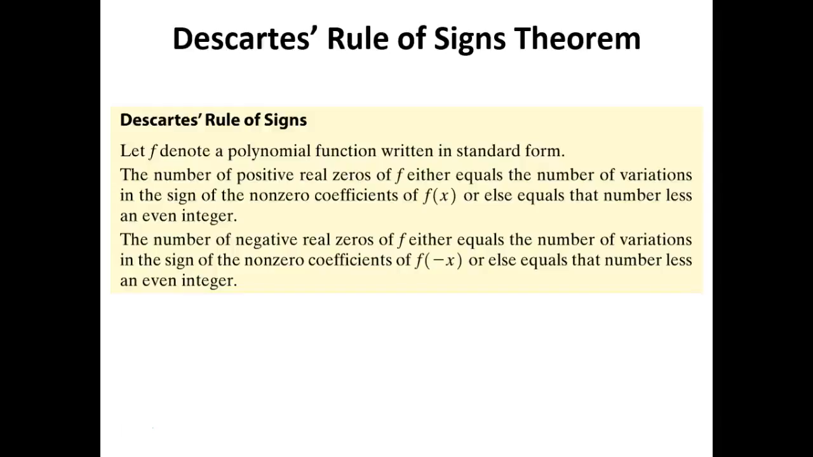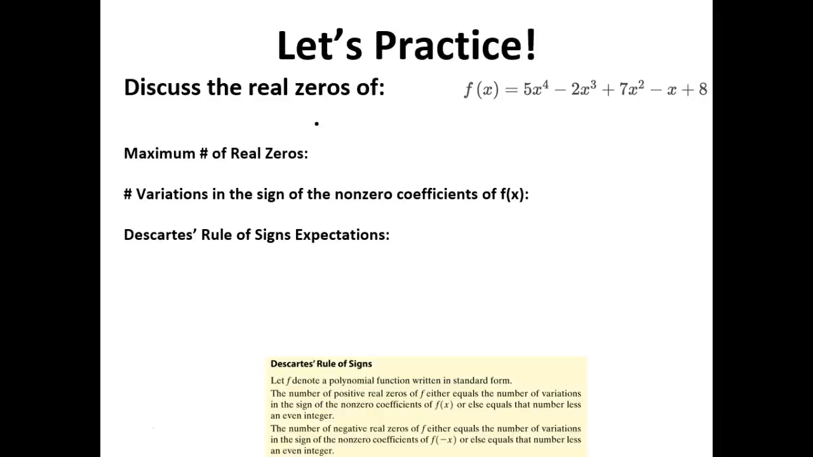Well, what in the world are all those things actually saying here? If we take a look at this function, f of x is equal to 5x to the fourth minus 2x to the third plus 7x squared minus x plus 8. That's written in standard form. It's descending. The powers are descending down. The maximum number of real zeros is the same as that exponent. So this has degree 4. The maximum number of real zeros is going to be 4. It's the same as the degree.